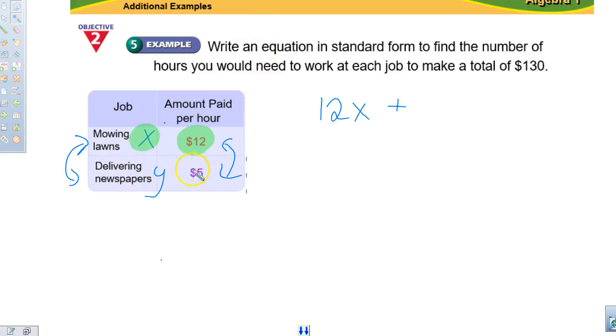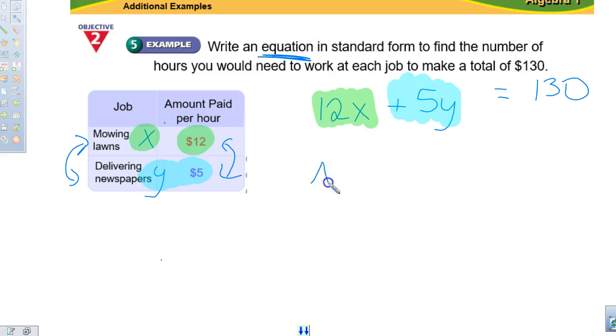my delivering newspapers. So $5 per hour. If you deliver newspapers for 3 hours, how much money do you make? 15. If you deliver newspapers for 4 hours, how much money? 20, right? So you're taking your 5, you're multiplying it by your hours, and that's telling you how much money you make delivering newspapers. So I'm going to add plus 5y. And all together, how much money do I want to make? 130. Yep. So we had to write an equation in standard form to find the number of hours you need to work at each job to make a total of $130. That's your equation. Now you don't have to solve it. The directions just say to write an equation.